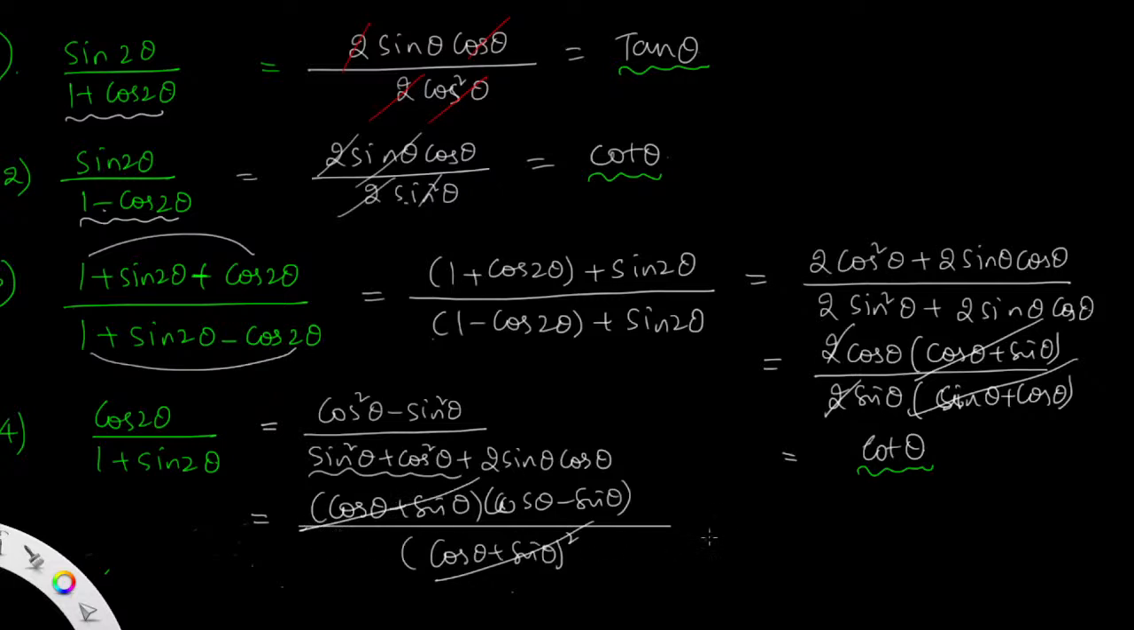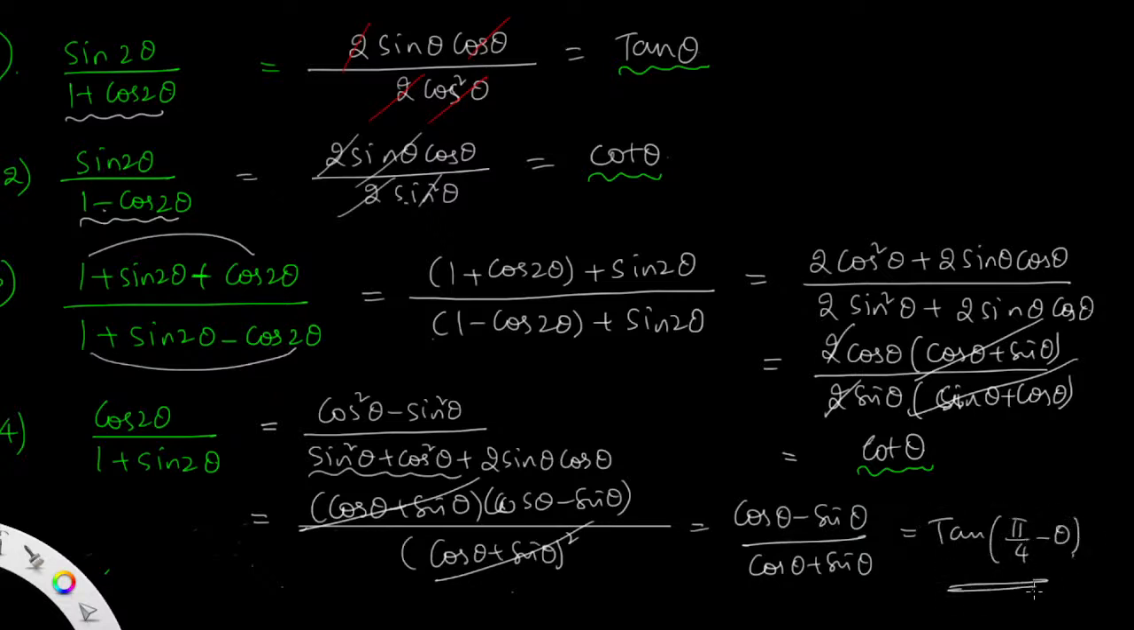So this term can get cancelled, that is equal to cos theta minus sin theta by cos theta plus sin theta, which is equal to, the formula is tan of pi by 4 minus theta. So tan of pi by 4 minus theta formula. Okay, if you don't know, you can write it now.